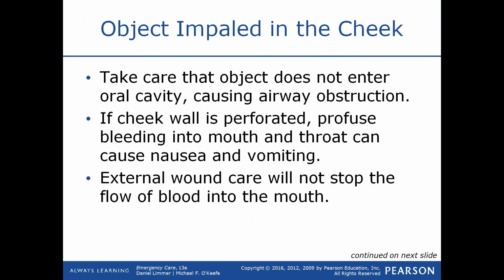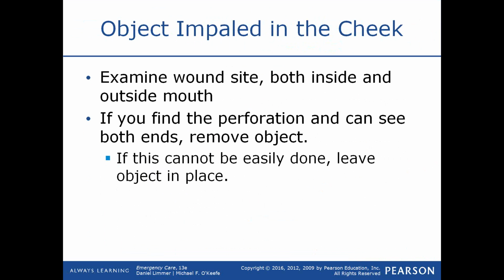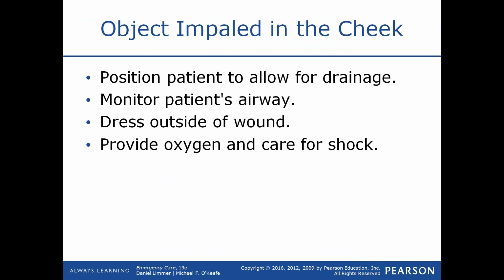If a person's got an impaled object in the cheek, in their face, take care that if the object obstructs the airway, then it's got to come out. And you certainly can remove an impaled object from the mouth or the cheek so that it doesn't cause airway obstruction or nausea and vomiting. External wound care will not stop the flow of blood into the mouth, so you might have to put a 4x4 or some sort of dressing in the mouth and something on the outside as well. Examine the wound inside and out. Remove it if it can easily be done.